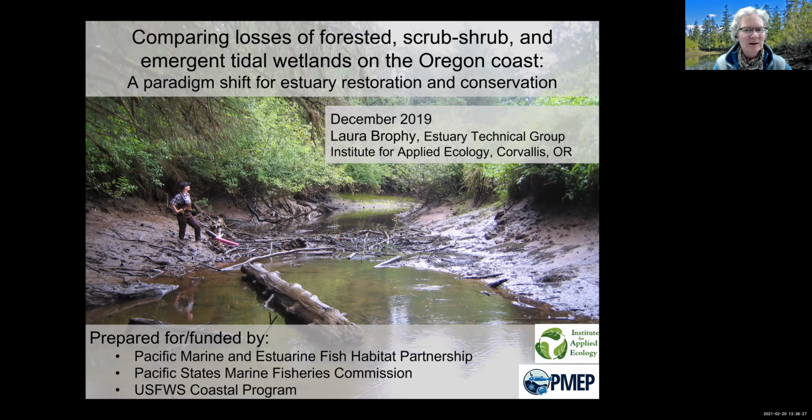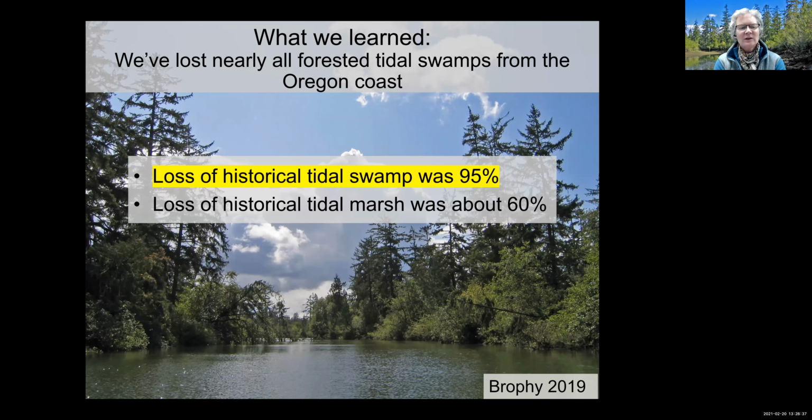So how have our estuaries changed? What can we do to bring back this resilience and diversity that was once present? And again, this is going to take me back to that study I mentioned a minute ago that we completed in 2019. We learned that we've lost almost all of our forested tidal swamps from the Oregon coast. The loss has been 95% for tidal swamps, and the loss of tidal marsh, by contrast, was about 60%. So quite a big difference.